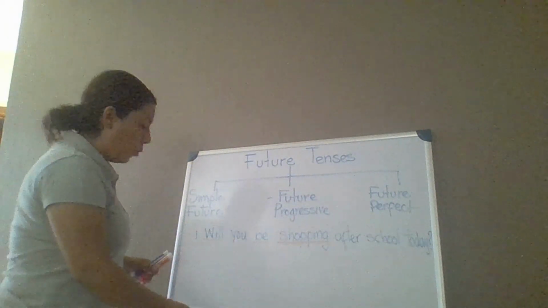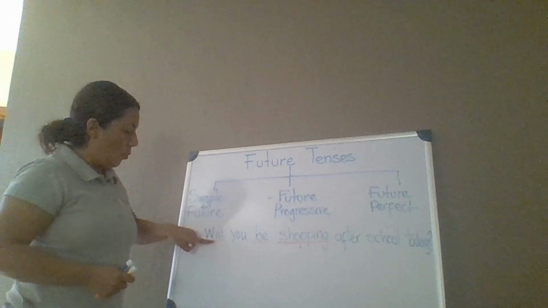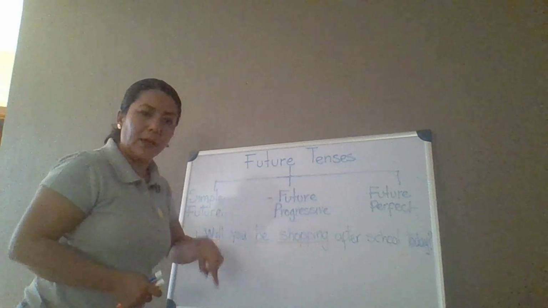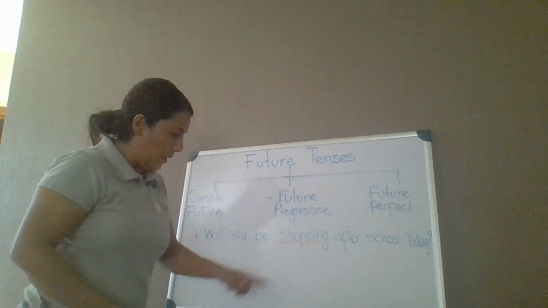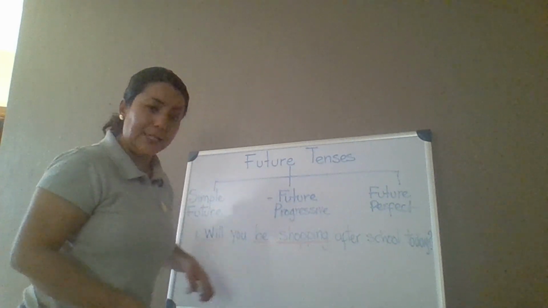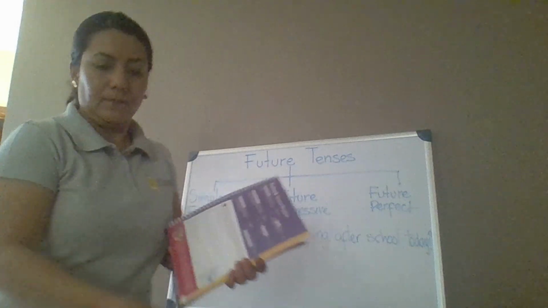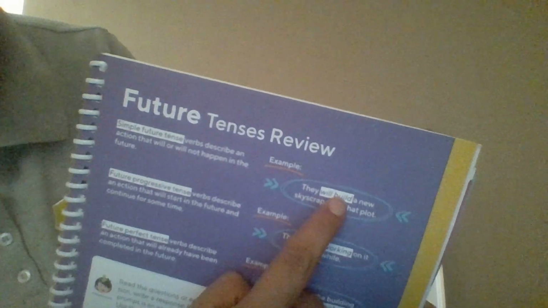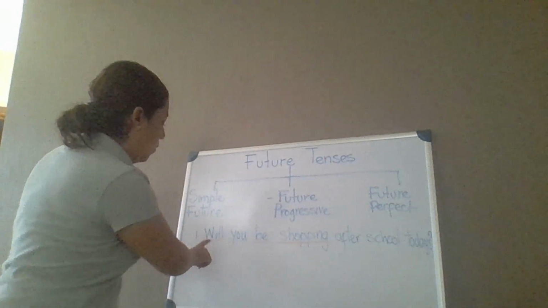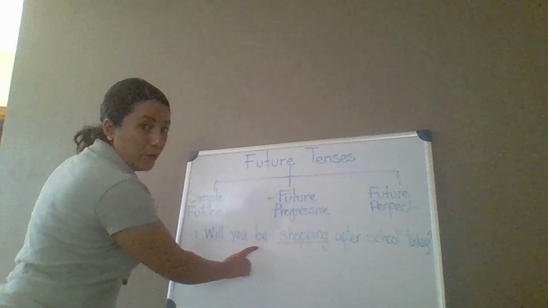Which example, which tense has will be shopping, and their structure? Will be and a verb with ing at the end. Will plus a verb with ing. Will, verb in ing, but there is no be.